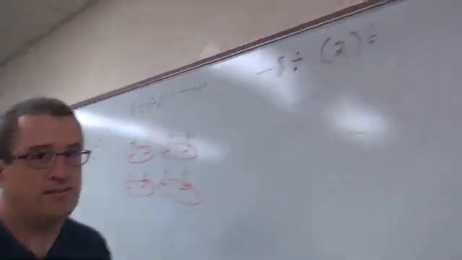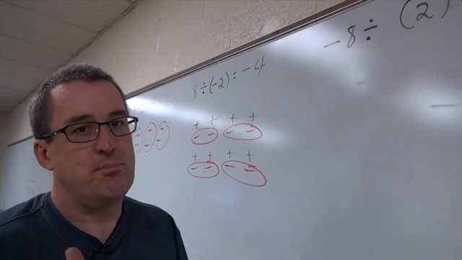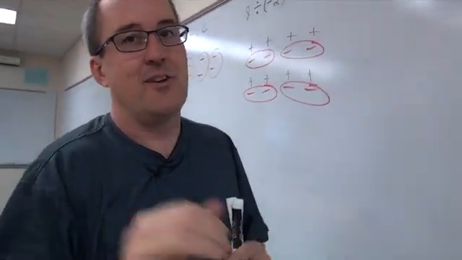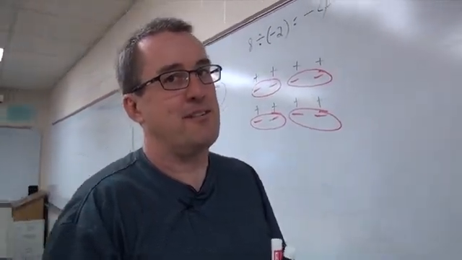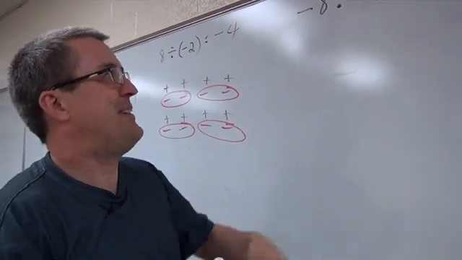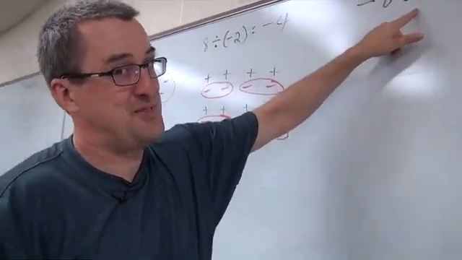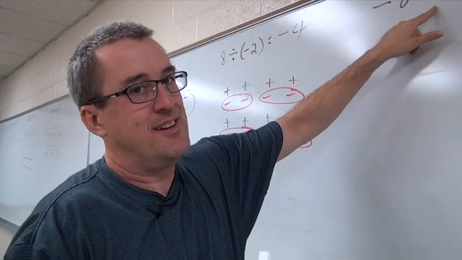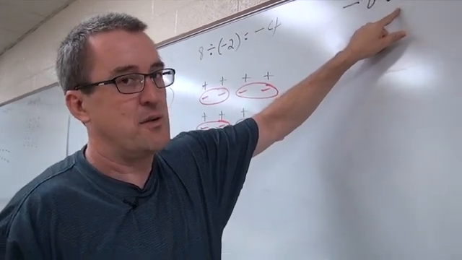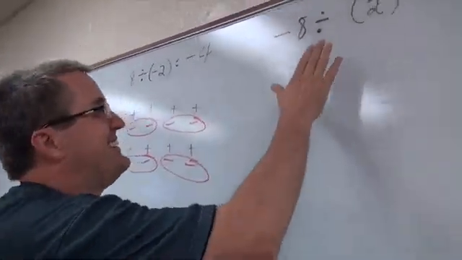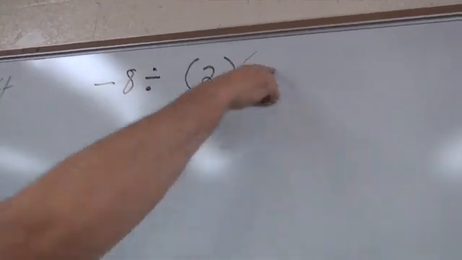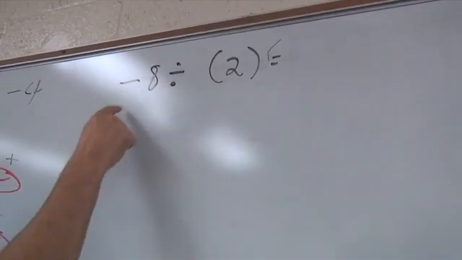So one more. Here's what you should do right now. You should click pause. No, not you. I'm talking to the people on the camera. You should click pause right now and reason your way through this one. And then when you're done, click play again and see if you agree with me. So here it goes. How many copies of 2 does it take to make negative 8?